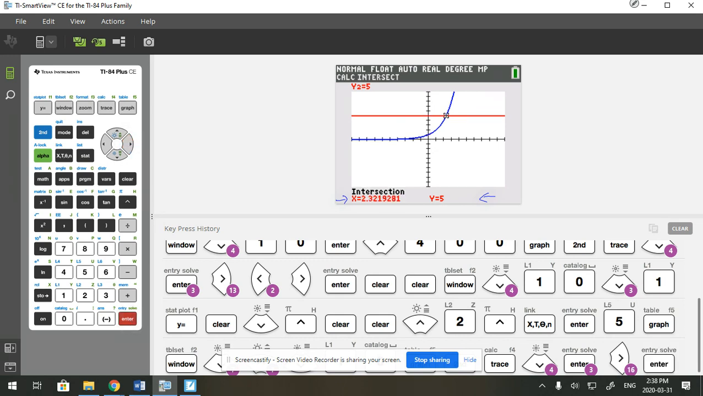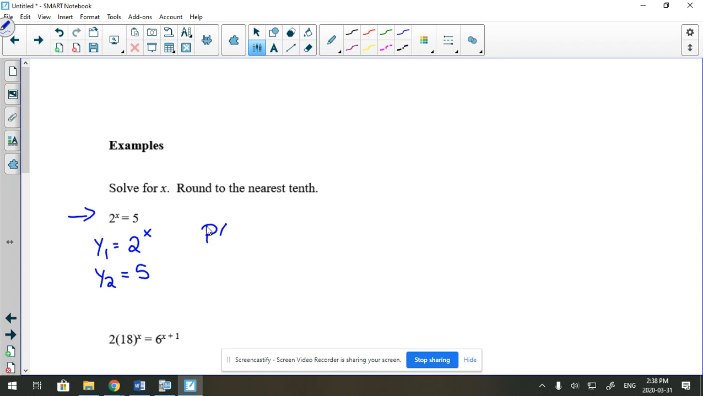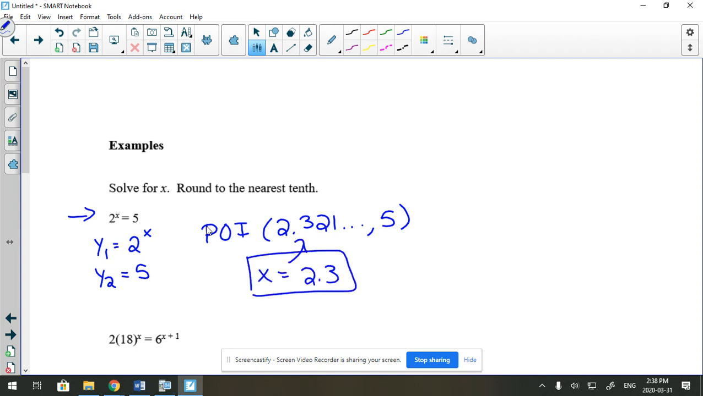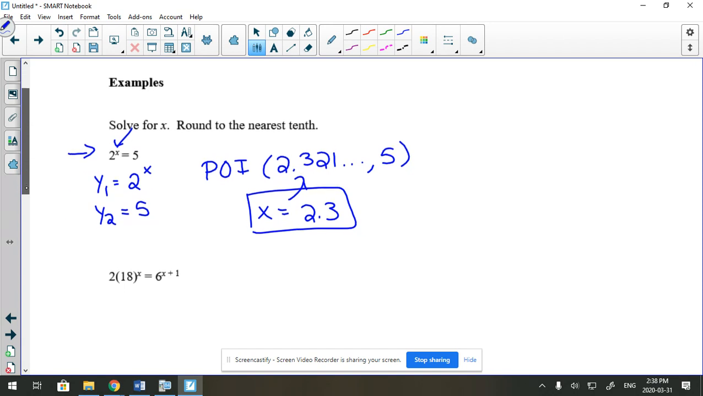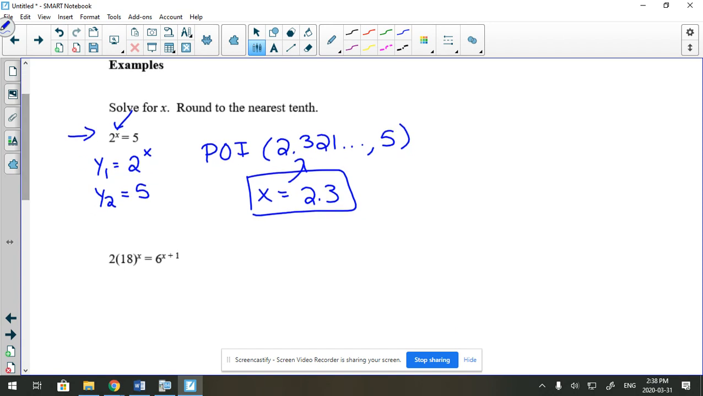Hit enter, and then we have our solution, which is going to be that number there. So I'm going to write out my point of intersection was 2.3215, and then the x value is always your solution, and I rounded it to the nearest tenth, so I've now solved for x. X is approximately 2.3. Okay, the other ones are all kind of self-explanatory.